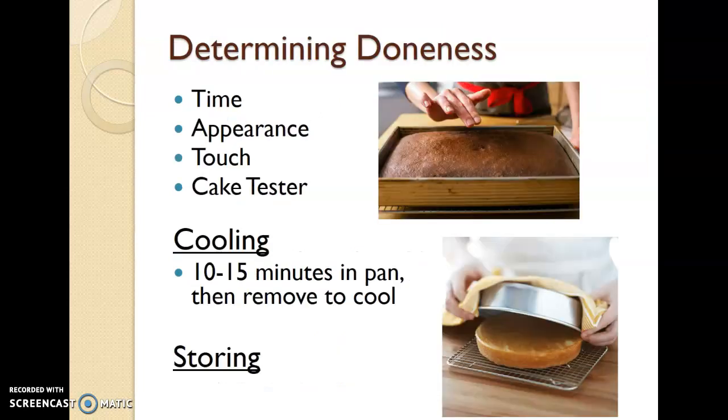As far as determining when your cake is done, certainly you could look at your recipe for the time, yet all ovens are going to be different. Really, the appearance of it and touching the center there and making sure that it springs back is best. You could use a cake tester or a toothpick as well.